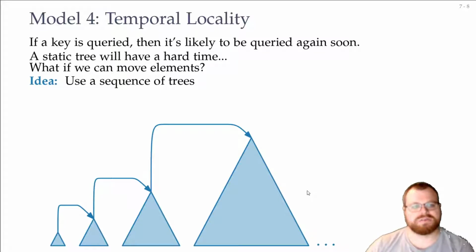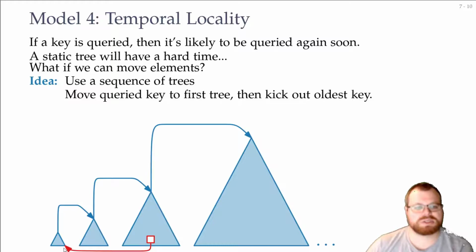And now if we want to query something, we first look for it in the first tree. If it's not there, we look in the second one. If it's not there, then the third one, and so on. And also, whenever we find a key, we want to move it to the first tree and kick out the oldest. So the oldest now moves to the second tree, the oldest from the second tree to the third, and then we have the same number of elements in each tree again.